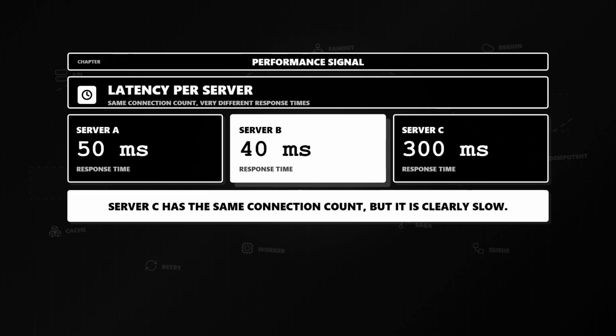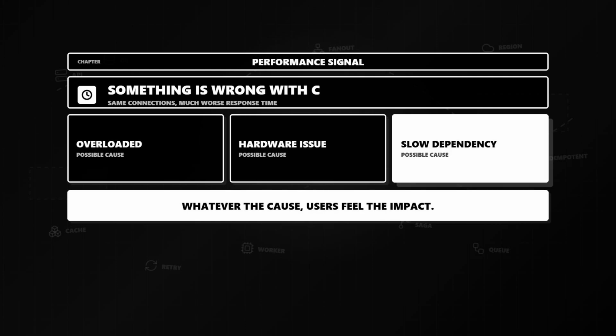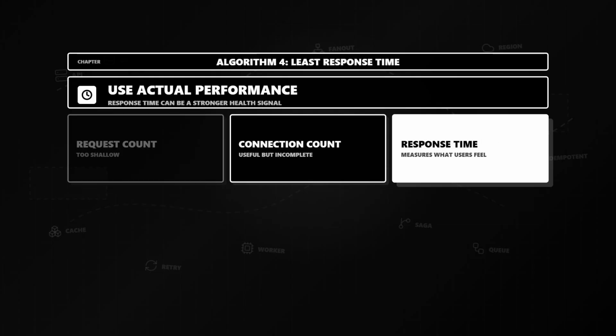Imagine 3 servers with roughly the same number of active connections. Server A responds in 50 milliseconds. Server B responds in 40 milliseconds. Server C responds in 300 milliseconds. So clearly something is wrong with server C. Maybe it's overloaded. Maybe it's struggling with hardware issues. Maybe one of its dependencies is responding slowly. Whatever the cause, users are feeling the impact.